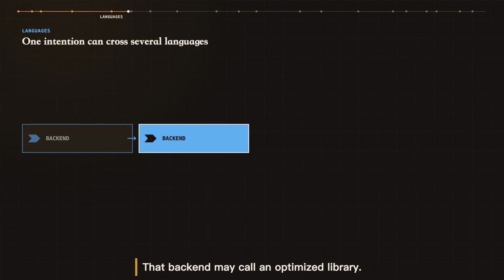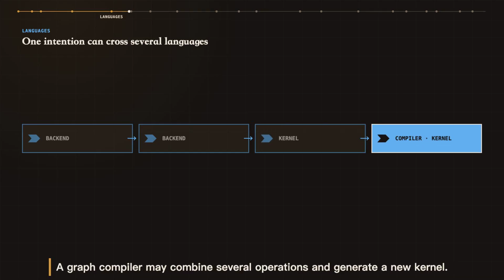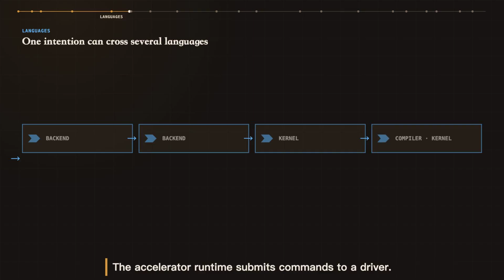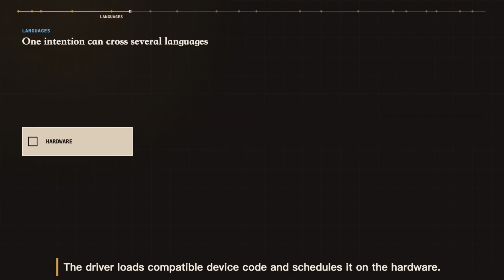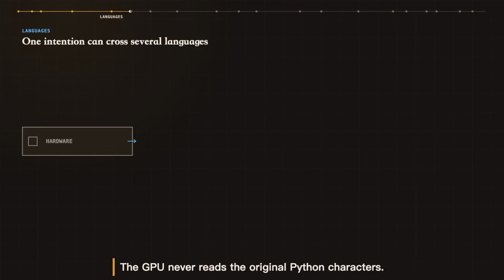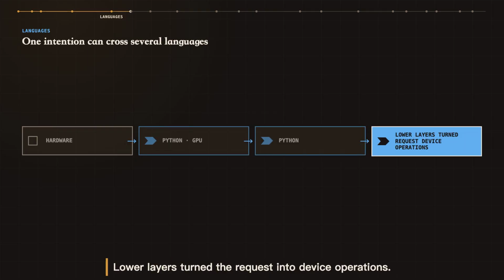That backend may call an optimized library. The library may launch a precompiled kernel. A graph compiler may combine several operations and generate a new kernel. The accelerator runtime submits commands to a driver. The driver loads compatible device code and schedules it on the hardware. The GPU never reads the original Python characters. Python expresses the request. Lower layers turn the request into device operations.